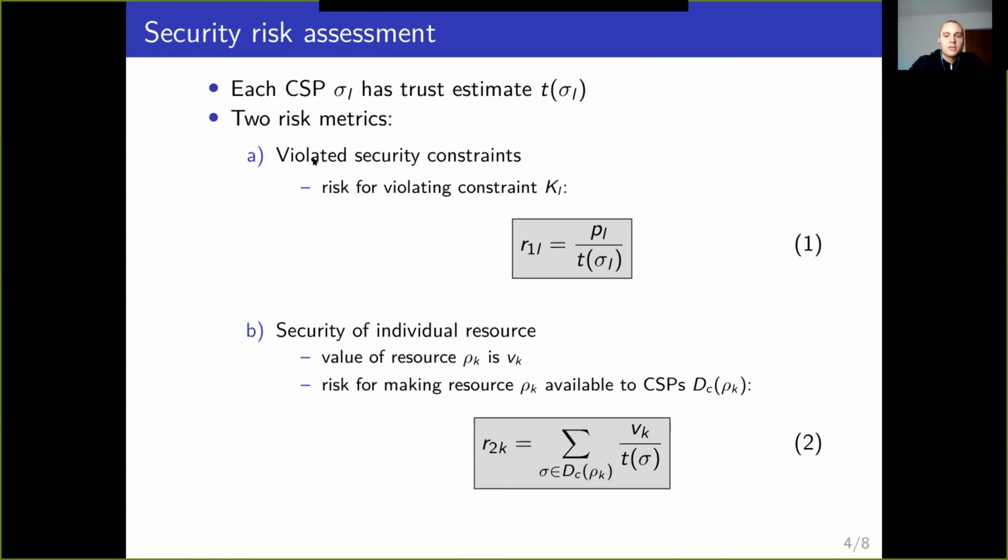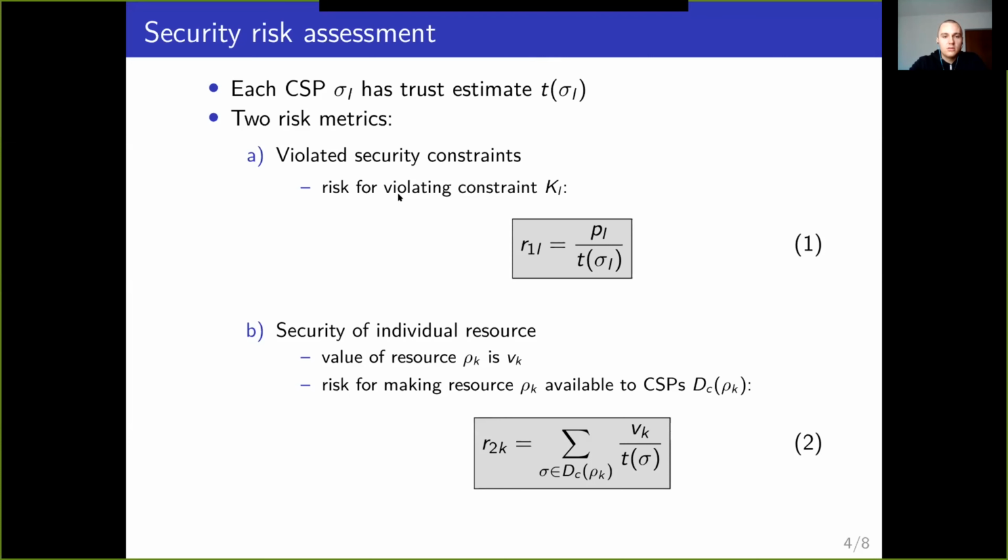Using this model, we can define two risk metrics. The first one penalizes violated security constraints, and the second one is responsible for pushing more important resources to more trusted clouds. Therefore, we assume that each available cloud has a trust estimate, where a higher value means that the cloud is more trustworthy.